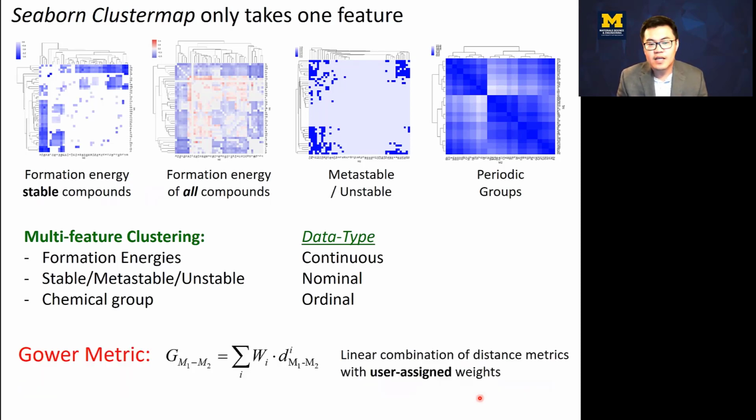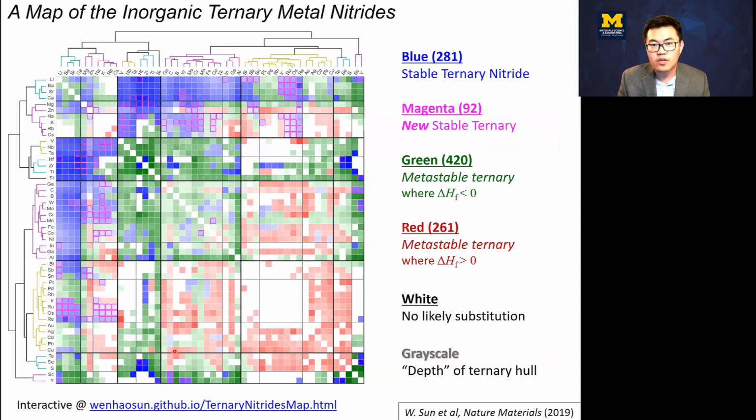as a scientist. And so the way that we do this here is that we combine formation energies, stability, metastability, instability, and chemical group into something called Gower's metric, which is really just giving different weights to different distances and creating a total distance out of that. And when you do this and you emphasize grouping stability together, you can get this stability map of the inorganic ternary metal nitrides. So this is a bigger figure.